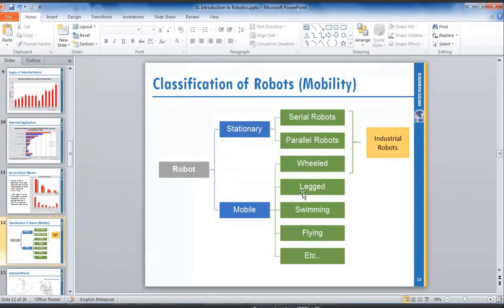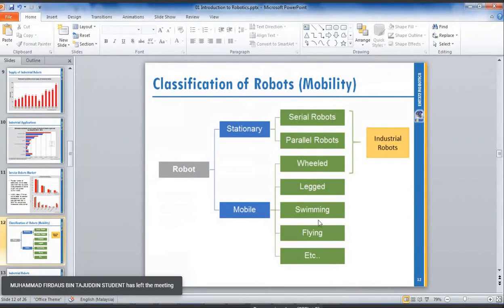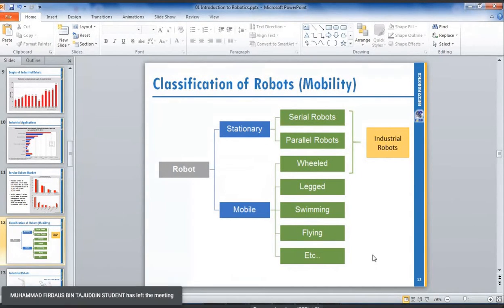And then legged robot, swimming robot, flying, and etc. Some they call amphibia, so they can walk on the ground and also they can swim or dive in the water. So they call amphibia. So this robot is focused on industry robot, industry application.